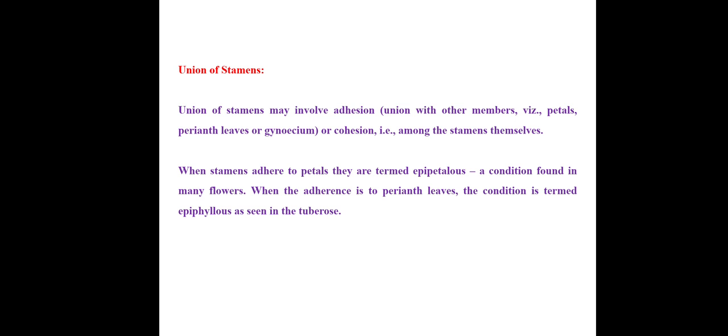When the stamens adhere to petals, they are termed epipetalous, a condition found in many flowers. That means the stamens are arranged on petals. When the adherence is to perianth leaves, the condition is termed epiphyllous, as seen in the tuberose. If the stamens are attached to the perianth, then that condition is called epiphyllous.